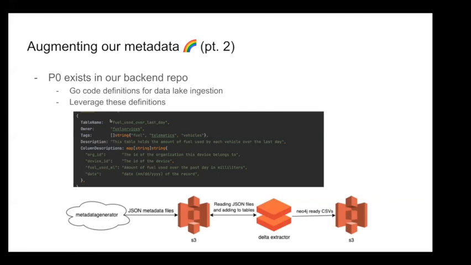So you can kind of see here, we had table name previously, and then we added these definitions to hold this metadata. So we added an owner field to add the owner of the table, tags like an array of strings for what we can tag this table with, description, actually the description of the table, then column descriptions, which is a map of string to string, being column descriptions to the description of those columns.